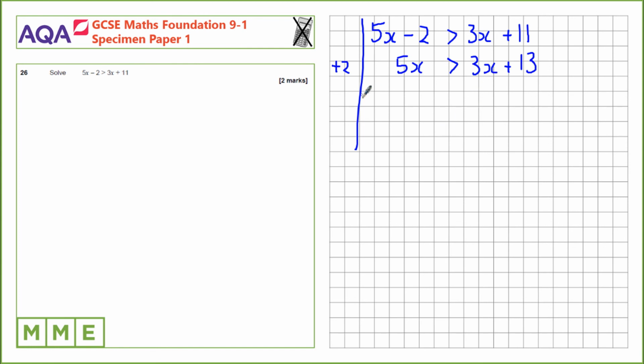The next step, let's take away 3x. 5x take away 3x is 2x, and 3x take away 3x is 0, so we'll just be left with 13 on this side. Now, let's divide by this 2 to leave us with x. 2x divided by 2 is x, and 13 divided by 2 is 6.5. Our solution: x is greater than 6.5.